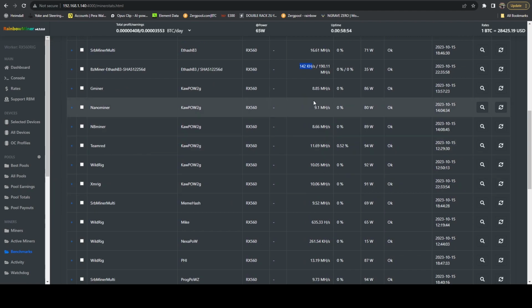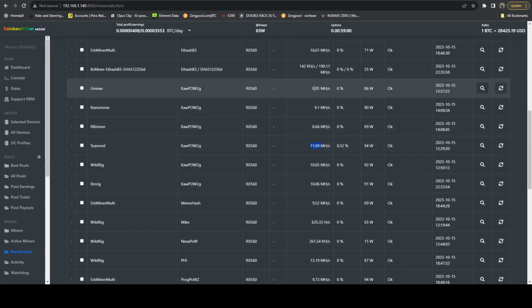Moving on to KawPow, here we can see we're averaging around 9. With TeamRedMiner, we actually got upwards of almost 12, which was really good in comparison to the other miners. Another thing this does is it gives you a quick glance at what the better miners may be for a specific algo for a specific card.